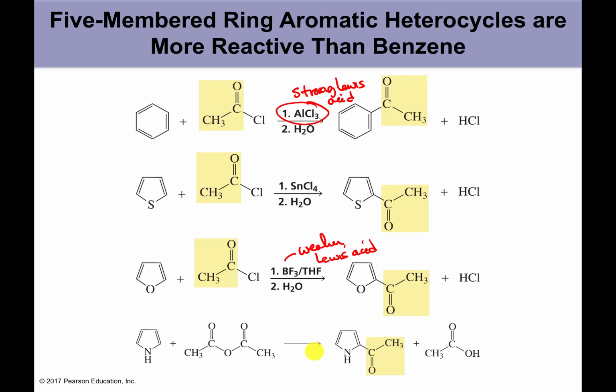And it turns out for pyrrole, you can use, this would be an anhydride. Remember, anhydrides are less reactive than acyl halides. You can use an anhydride because the nitrogen is so activating, you don't need a catalyst. There's no catalyst needed for that reaction.